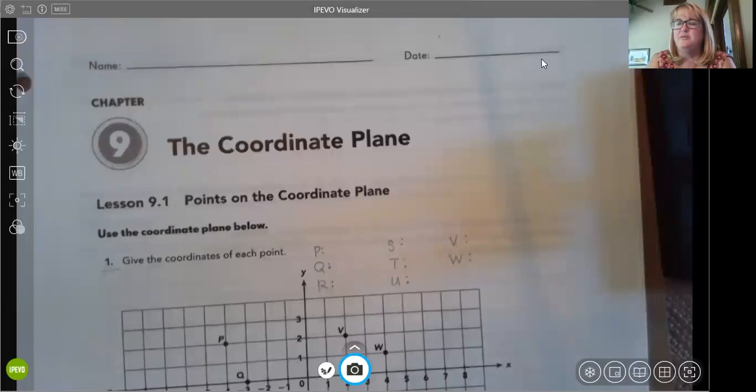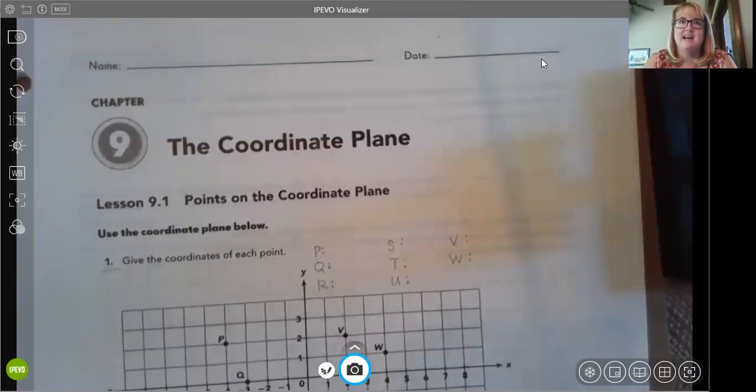Hello, students. We are starting a new unit, Unit 9, which is the coordinate plane. And today is lesson 9.1, points on the coordinate plane. Before we get started with our sample problems, there are a few things that we need to go over.